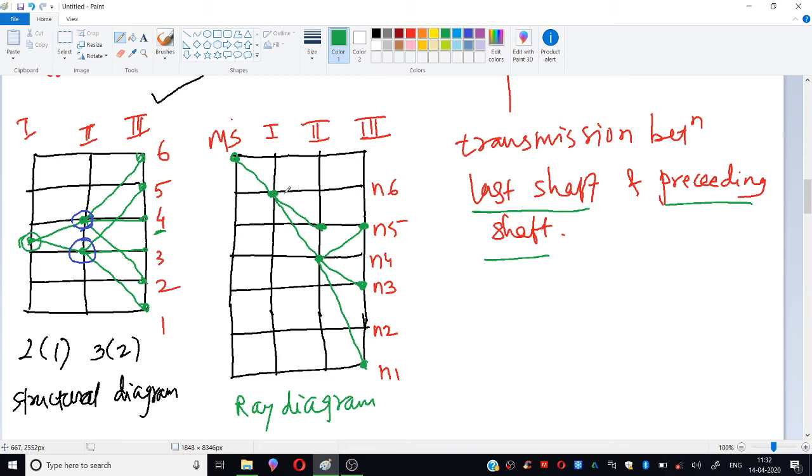You can write it in that same pattern, that for shaft 1 and 2 it was 2 in bracket 1, and for shaft 2 and 3 it is 3 in bracket 2. So here it completes our ray diagram.